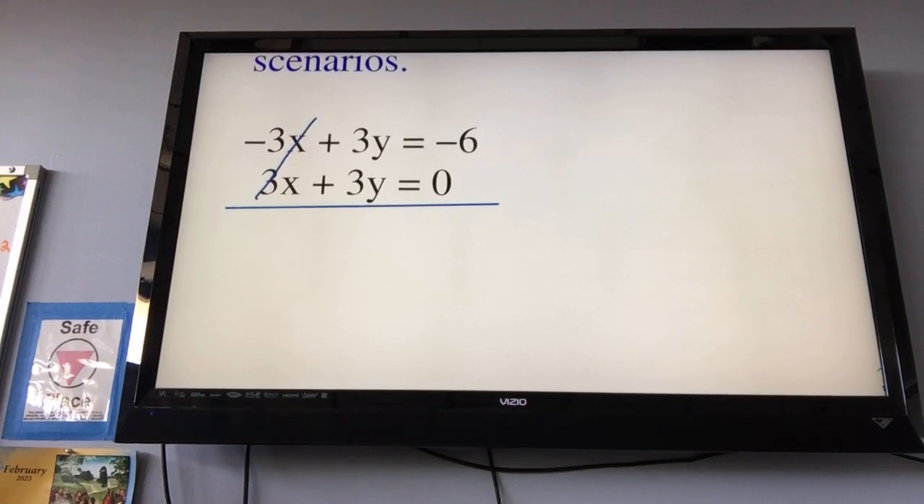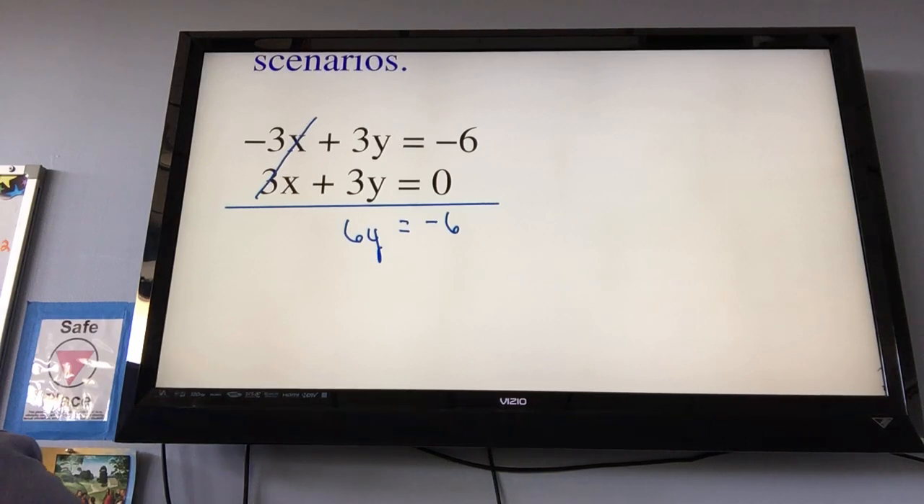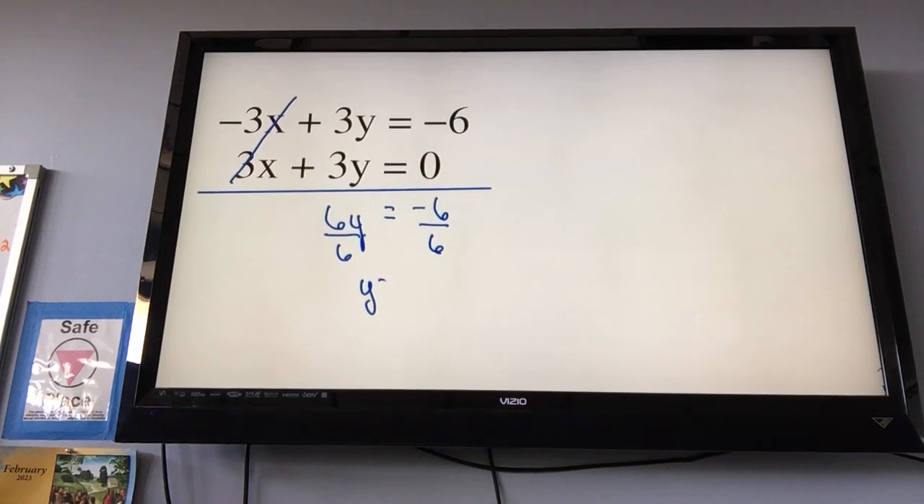3 plus 3 gives me 6. Y equals comes down. -6 plus 0 gives me -6. And I should have a real simple equation there where all I have to do is divide. So -6 divided by 6 is -1. So I've got half my answer. To get the other half, let me finish first.